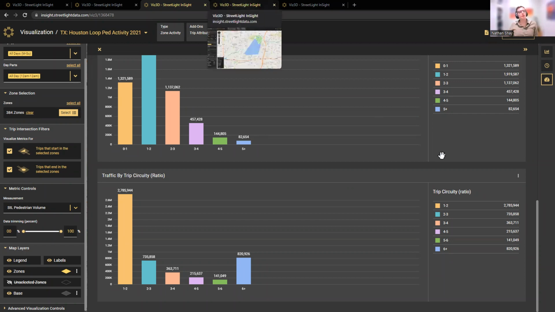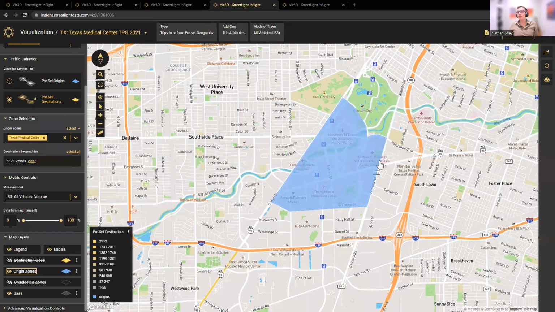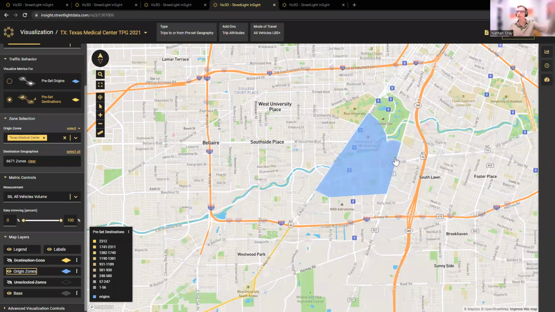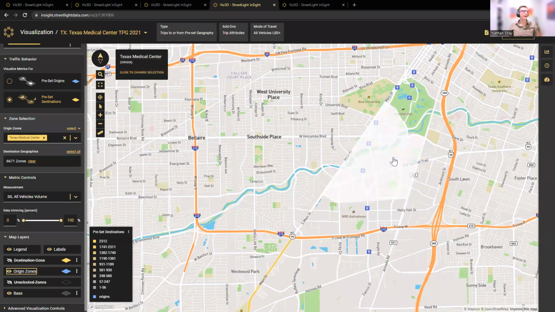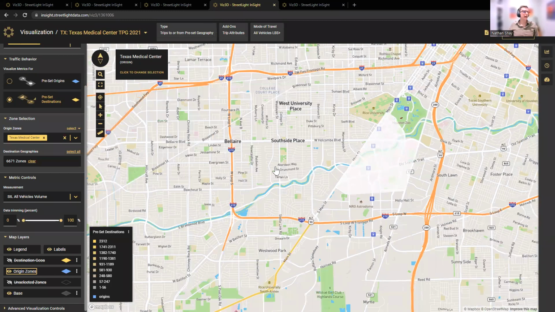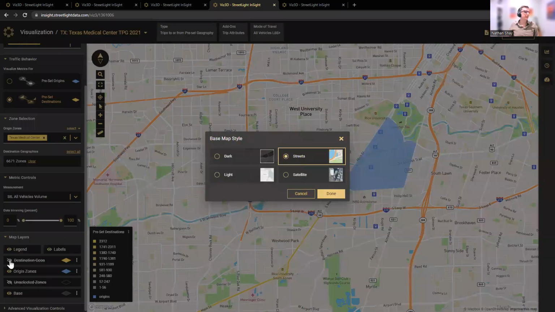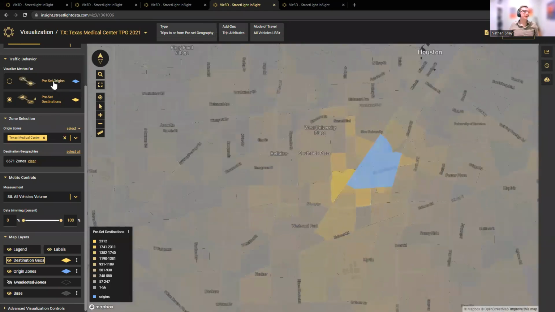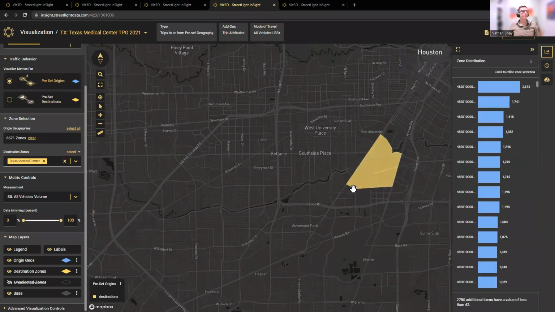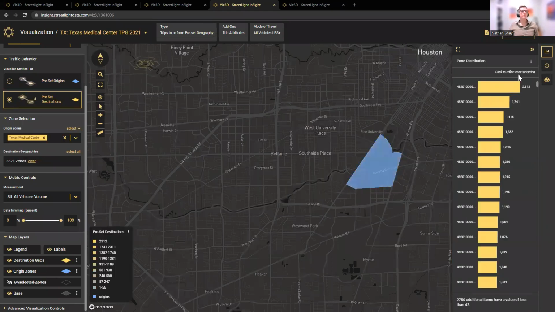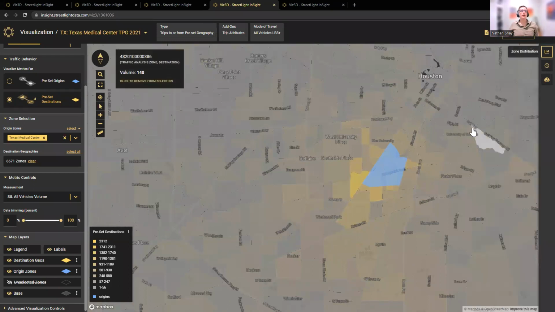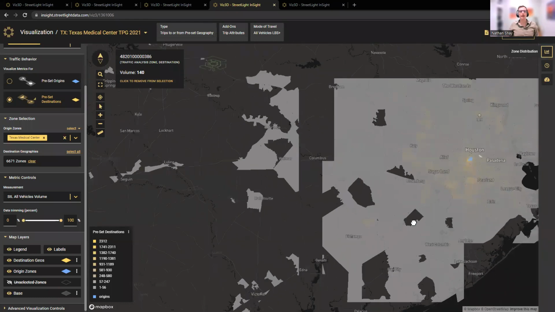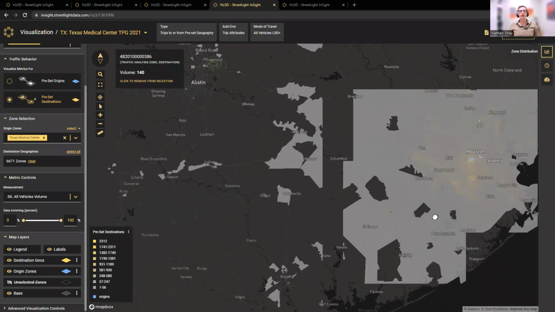So diving a little deeper into the Texas Medical Center, I've just drawn a custom polygon that encompasses most of the hospitals in that large medical center I referenced. I'll switch this back just so it's a little less distracting. We can look at how far people are coming. Actually, let me flip. There we go.